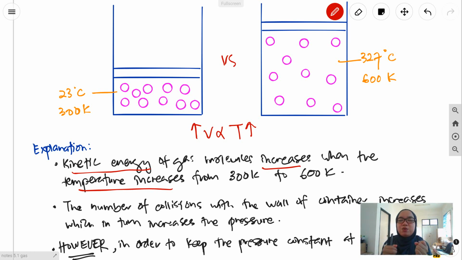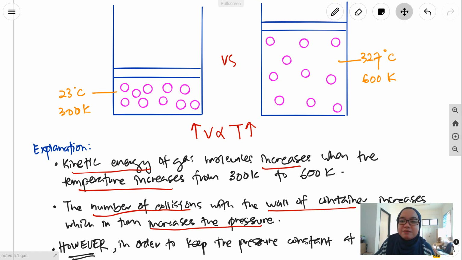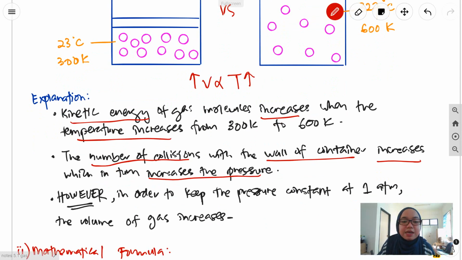So when the temperature increases, the kinetic energy of the gas molecules also increases. So the number of collisions with the wall of the container also increases, which in turn increases the pressure. However, here we know that in order to keep the pressure constant, the volume of gas increases.